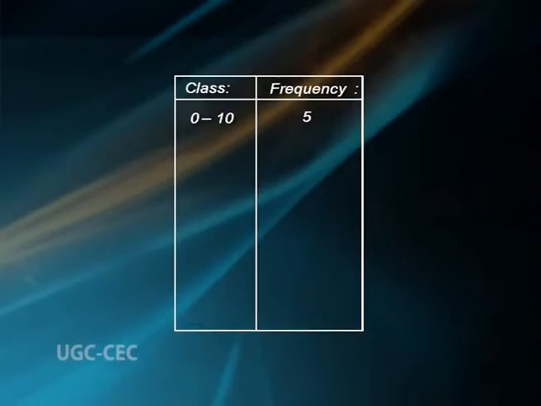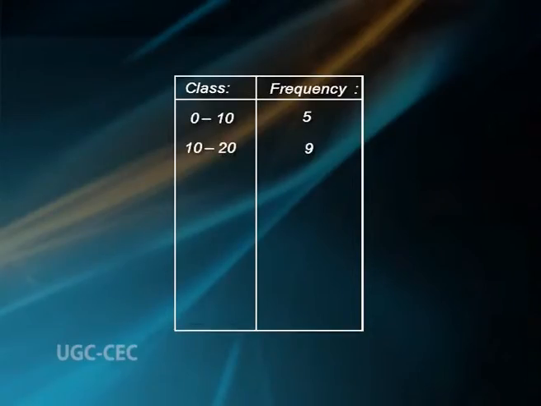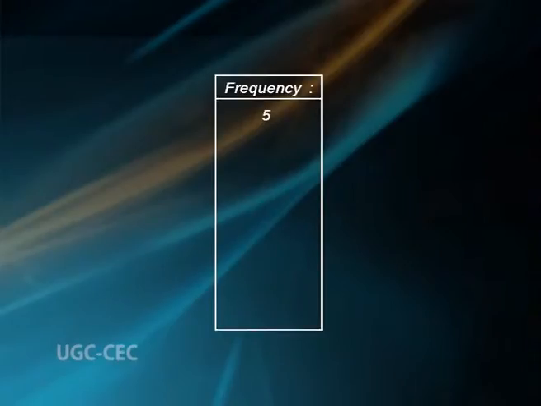Problem. Obtain the quartile deviation of the following data: class 0 to 10, 10 to 20, 20 to 30, 30 to 40, 40 to 50, 50 to 60 and 60 to 70. The corresponding frequencies 5, 9, 20, 31, 18, 11 and 6. Solution. Less than cumulative frequency 5, 14, 34, 65, 83, 94 and 100.